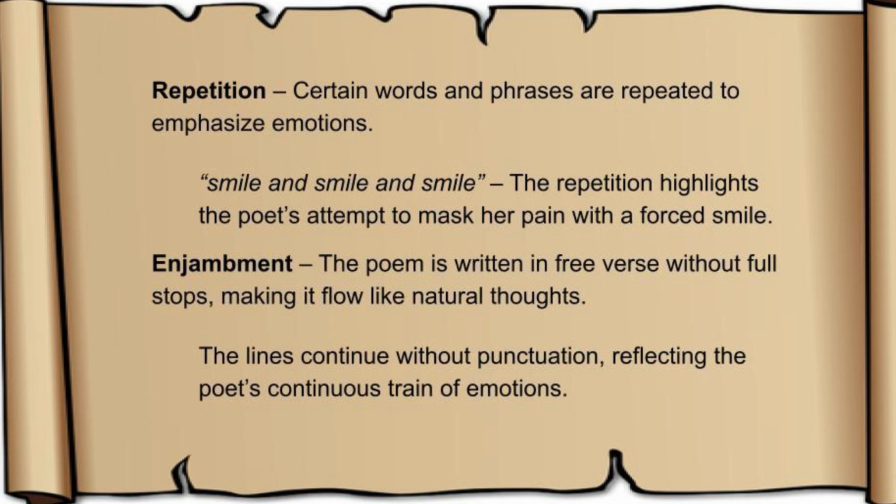So the next poetic device is called enjambment. Enjambment means when you feel that the whole poem is written in a continuous line without any full stop. There's a flow of idea. So the line continues without punctuation, reflecting the poet's continuous train of emotions. So it is an enjambment.